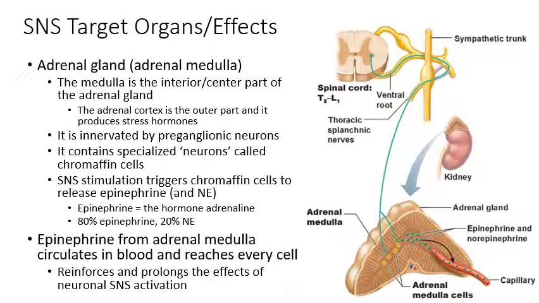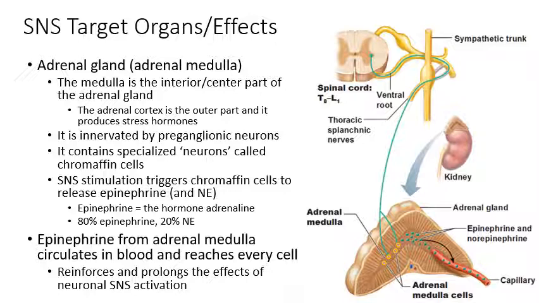You also have effects of the sympathetic nervous system on the adrenal gland, specifically on the adrenal medulla, which is the inner part of the adrenal gland. So the adrenal gland has two parts. It has the adrenal cortex along the outside of it, and it has the adrenal medulla in the middle. Both parts produce hormones, but they produce different hormones. So the cortex, or the outer part, is producing mostly stress hormones, and the inner part is producing epinephrine, also called adrenaline.